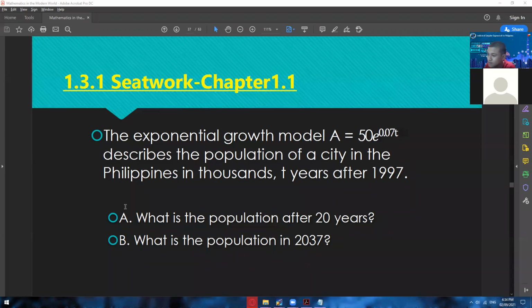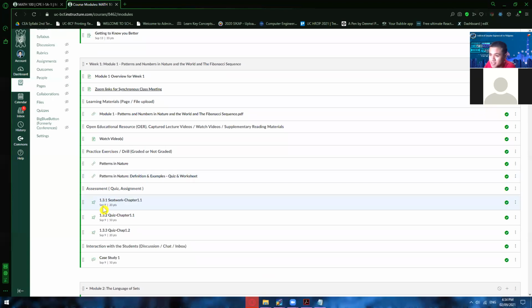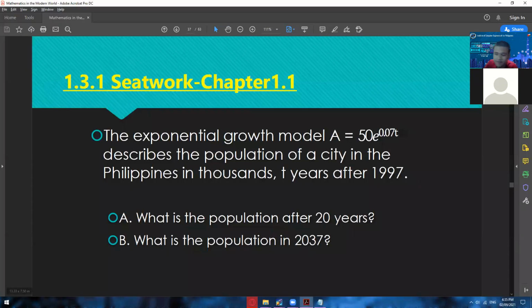Sir, when is the seatwork due po? The due date will be on September 9th. Okay, so you can see it right here. September 9, September 9, September 9. So you have a total of 4 activities actually, which will be due on September 9. So you guys have exactly 1 week to finish all of them. But don't you guys worry, all of them are super easy, super simple. It will only take you maybe less than 30 minutes and then you're already done. Okay. So any other concerns?